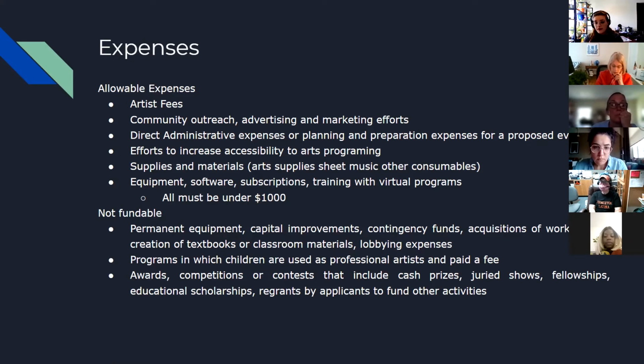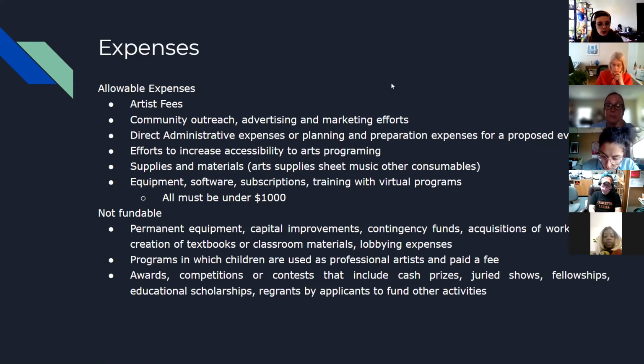With these, they have to be under $1,000, so you can't spend $1,000 on a new computer or hotspots, but if you need to pay for a subscription for Zoom to do different programming, or you need to buy paints, things like that, as long as you're not spending $1,000 on a single tube of paint, you are good.